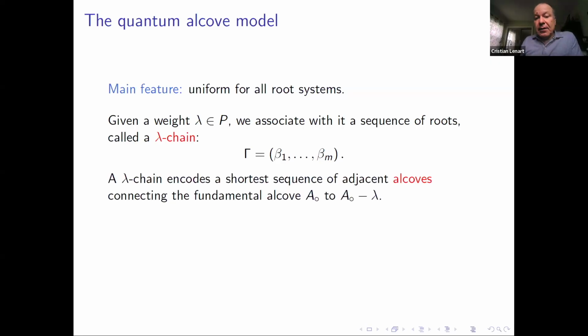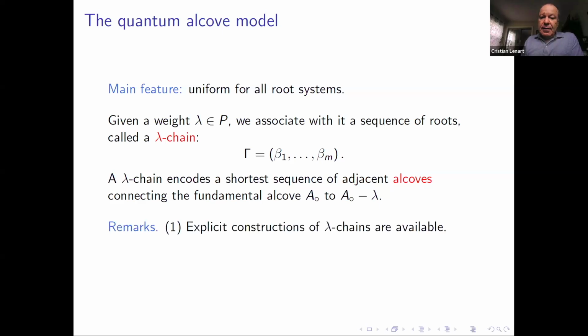This encodes a shortest sequence of adjacent alcoves connecting the fundamental one to the one translated by negative lambda. It comes from a factorization of the translation element in the affine Weyl group, and explicit constructions are available. The model is independent of the choice of a lambda chain. We'll discuss this more, but you have to fix such a choice at the beginning.